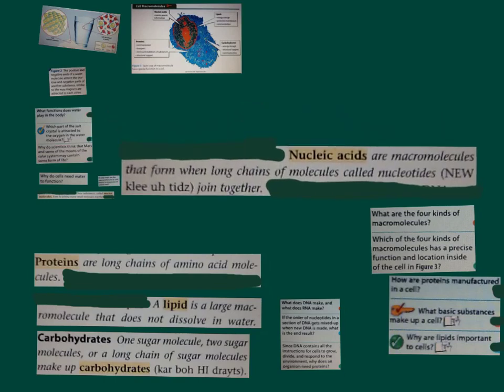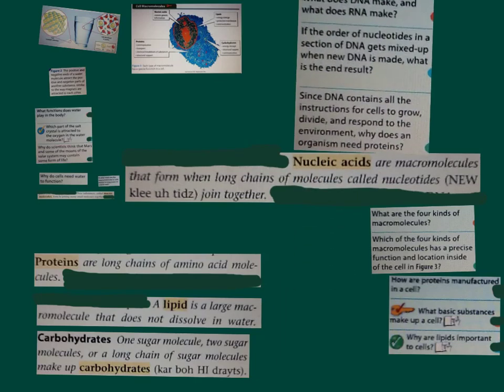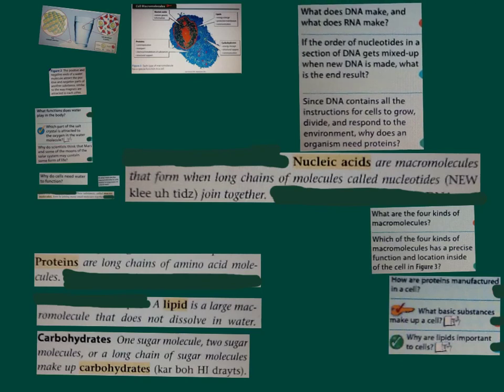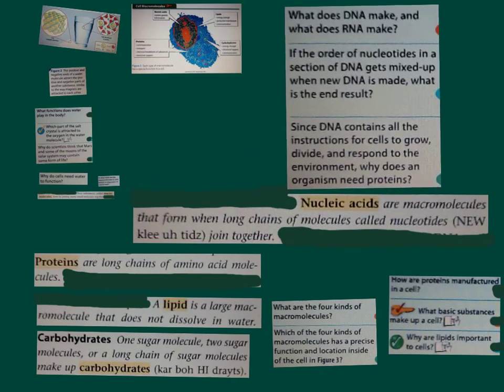So hold on just a second. Again, you can pause information and start it back up again so that you're not missing out. The next one I want you to do, as I move things around, what does DNA make and what does RNA make? That's this question here. I want you to write that question, answer it to the best of your ability. The second question I want you to write down in your science journal is, if the order of nucleotides in a section of DNA gets mixed up when new DNA is made, what is the end result? This one here, this question.